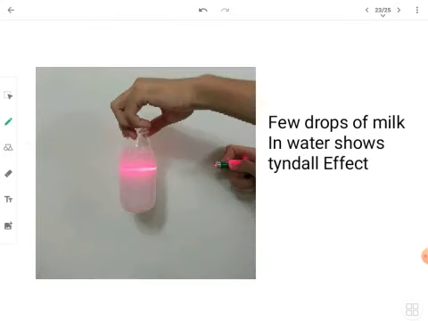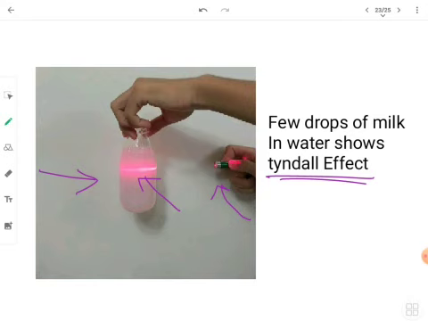Lastly, as I told you, I'll show you a photo of this colloid. Here in this bottle, this person has dissolved a few milk drops in water, and he is using a laser light. Now you can see the path of light is clearly visible through it. So this means the particles are big enough to scatter the beam of light. And what is this effect known as? This effect is known as the Tyndall effect, right?